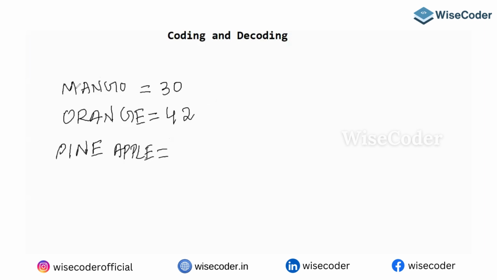If you try to write down the place values, you are not going to get 30 here. Maybe 15, 14, yeah, maybe you are going to get that. Orange, you will not get 42 if you add the place positions. So the logic here is, there are 5 letters, so 5 square plus 5. Here, the number of letters is 6, so 6 square plus 6. In the same way, there are 9 letters, so 9 square plus 9.